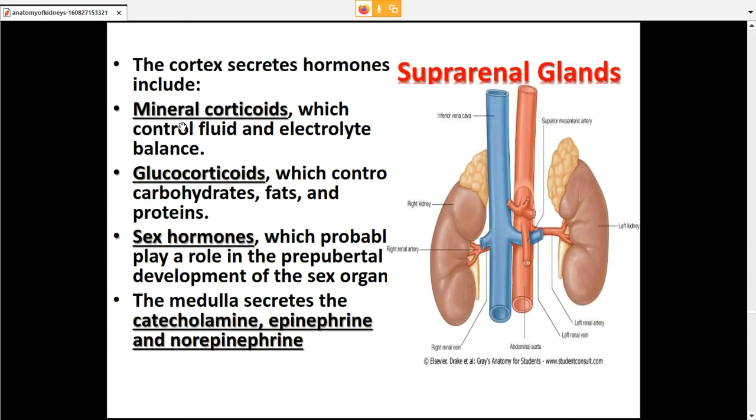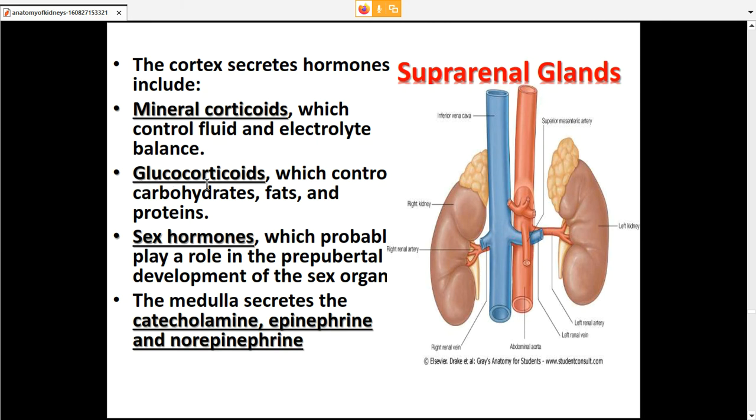So the cortex of the suprarenal gland consists of the mineralocorticoids, glucocorticoids, and sex hormones. Okay, so three layers are present: zona glomerulosa, zona fasciculata, and zona reticularis. You remember these names, you have to write them in the examination. Zona glomerulosa secretes mineralocorticoids, which control the fluid and electrolytes.